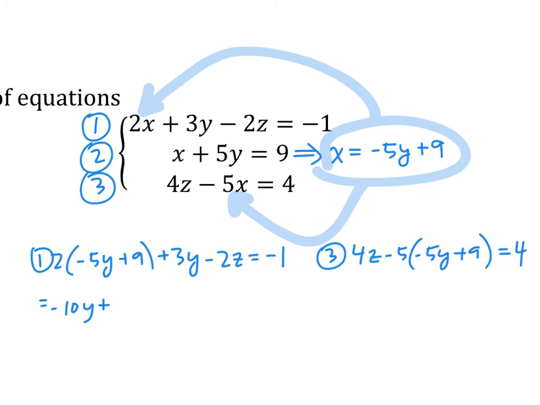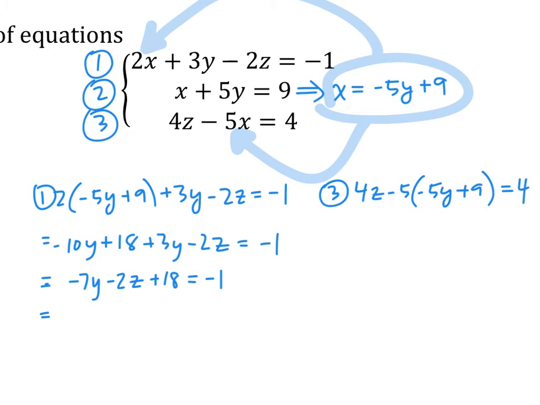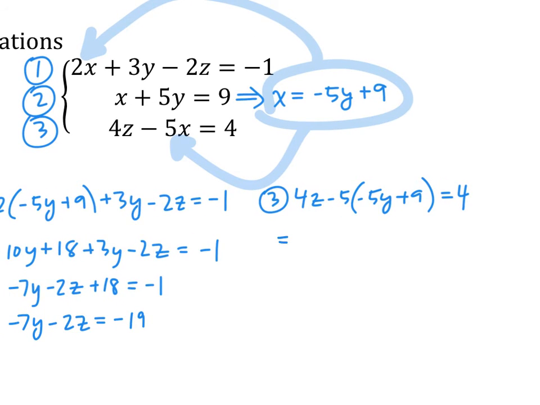-10y plus 18 plus 3y minus 2z equals -1. All right, let's combine like terms. -7y minus 2z plus 18 equals -1. Let's move all the constants to one side. -7y minus 2z equals -19. All right, let's look at the one on the right.